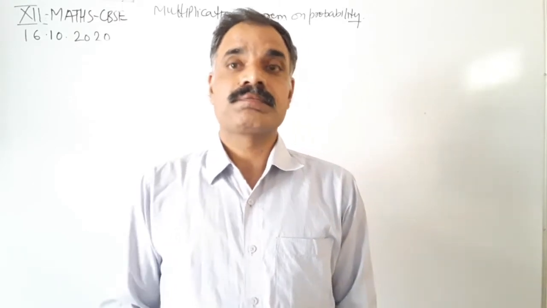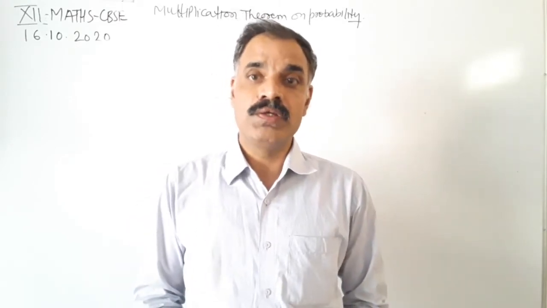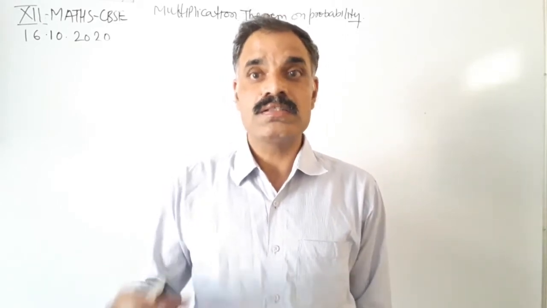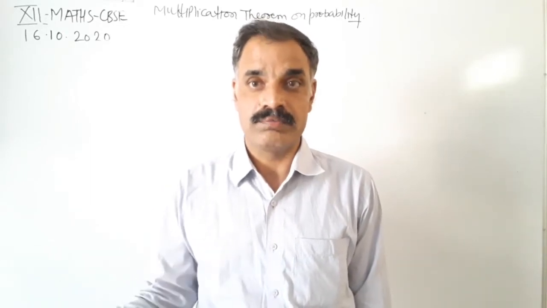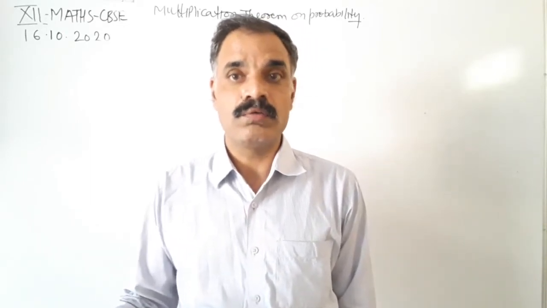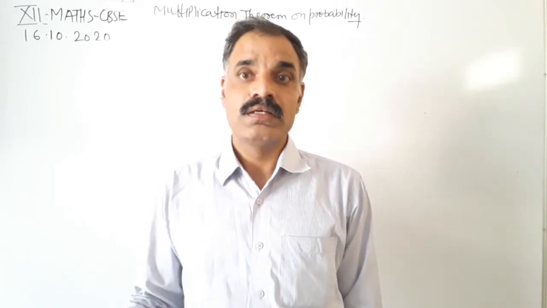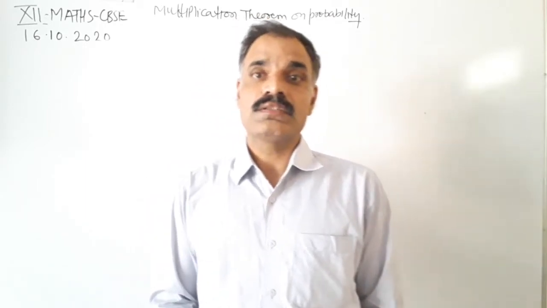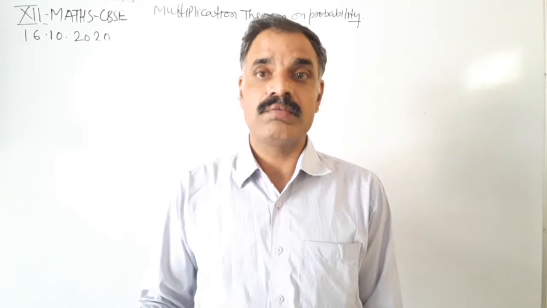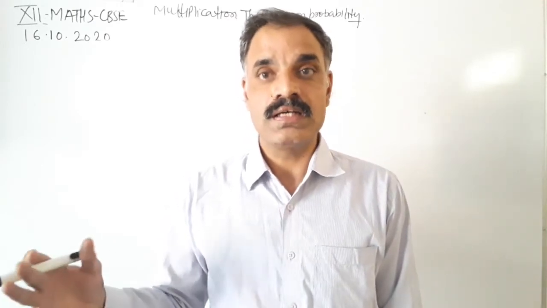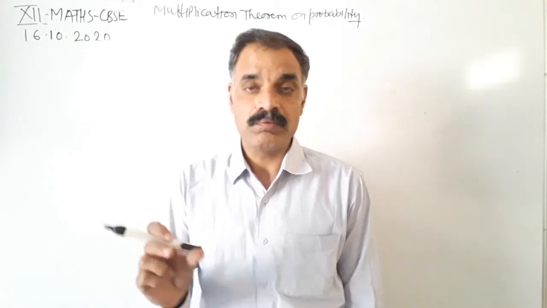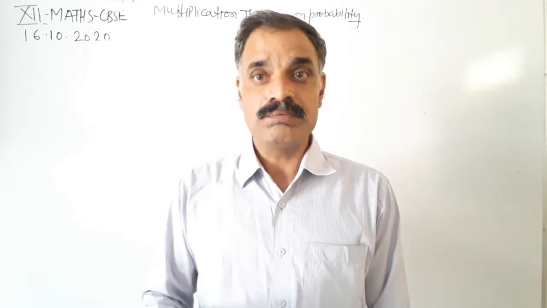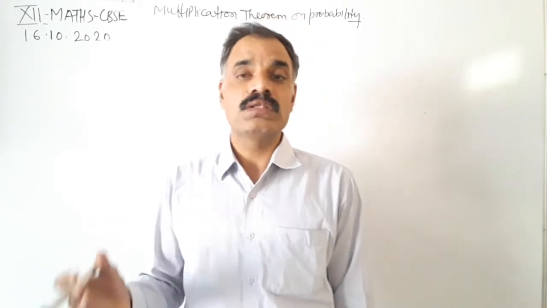Okay, students, sometimes we need to find the probability of the simultaneous occurrence of the events E and F, or of two or more events E, F, G, or more than three events. Sometimes we have to find the probability of E intersection F, and this probability can be found by using the multiplication rule on probability.